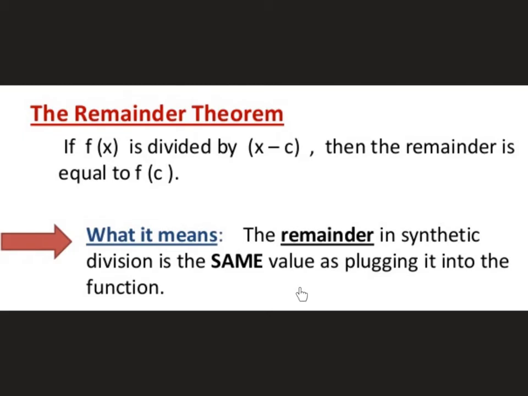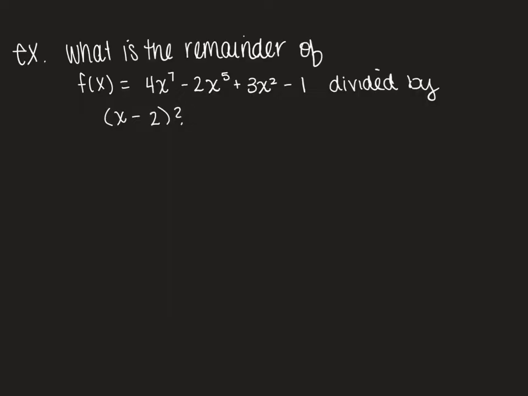And that's what we have written down here, that when we find our remainder in synthetic division, it's going to be the same value as if you were to just plug in that c value. So let's look at an example of this. Here our example is asking what is the remainder of this function when it's being divided by x minus 2. I'm going to show you how this works, and you can decide which method you like to use.